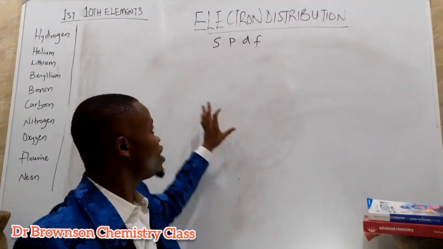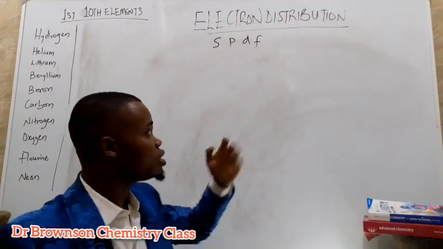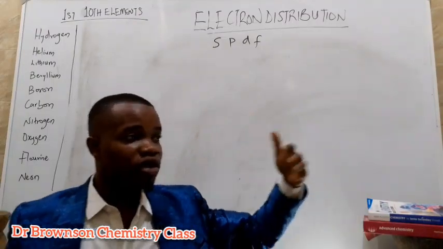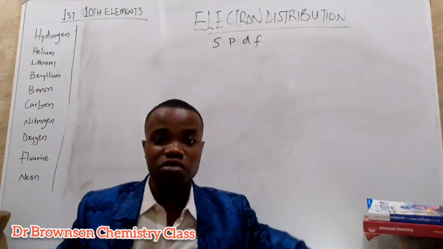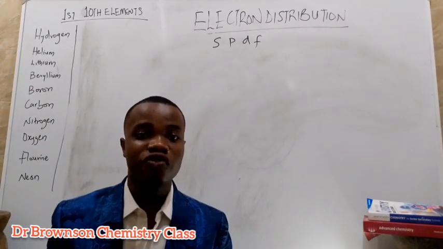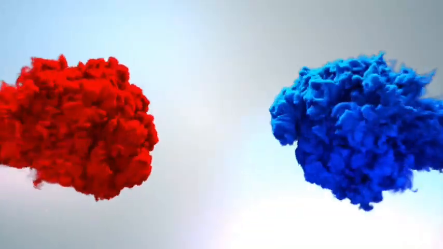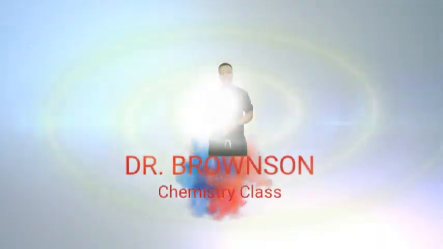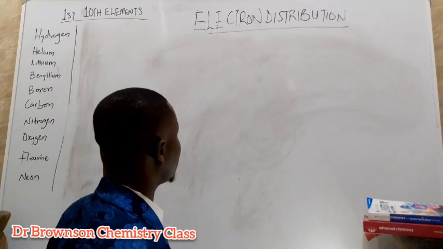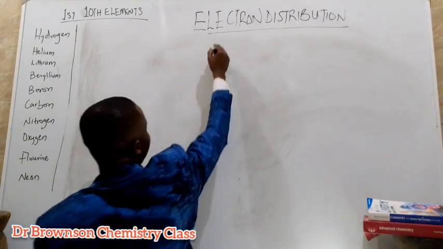The periodic table is being divided into 4 parts. We have the S block, the P block, the D block, and the F block. So let's talk about the SPDF.